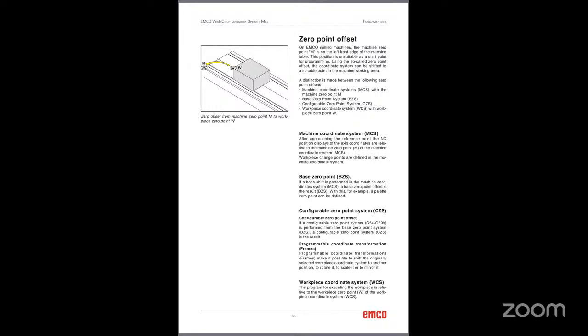Then we have the base 0 point. Base 0 point means if we shift from the machine coordinate system, a base shift, we will have the base 0 point. For example, pallet 0 point. This will be used in factory automation where we will be using different pallets.